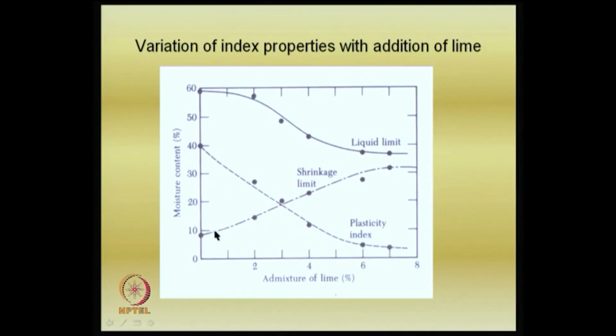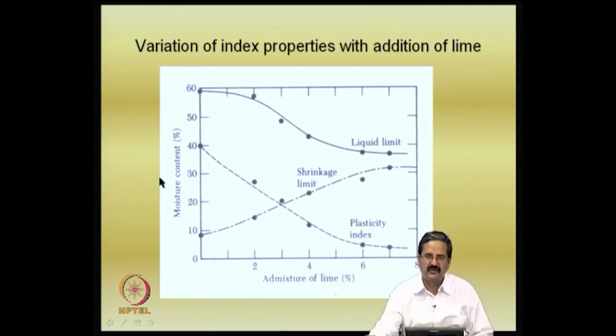Then the shrinkage limit is increasing. As I just mentioned, the particles which have a parallel plate arrangement, for example bentonite, will have a very high water content and very low shrinkage limit also. So, for example, 9% is a very low value; normally you will have some 15, 20, something like that, even for a shrinkage limit.